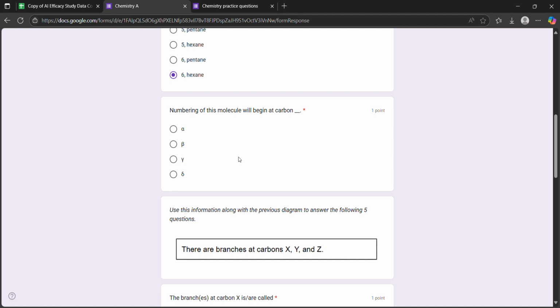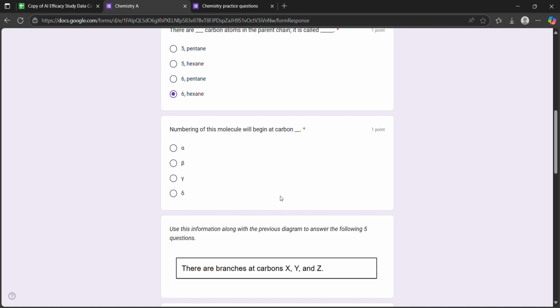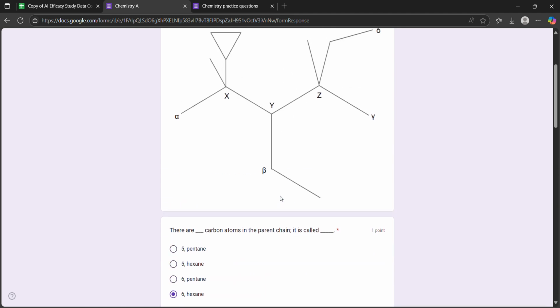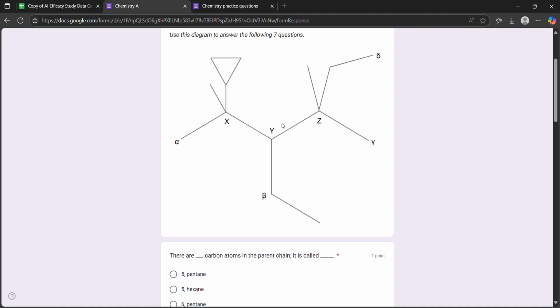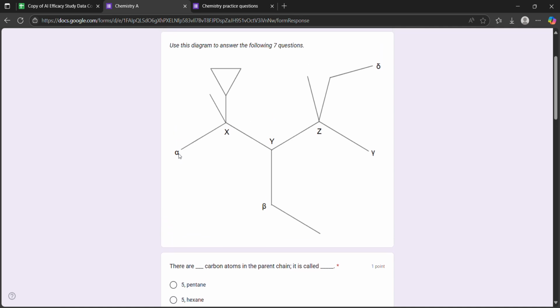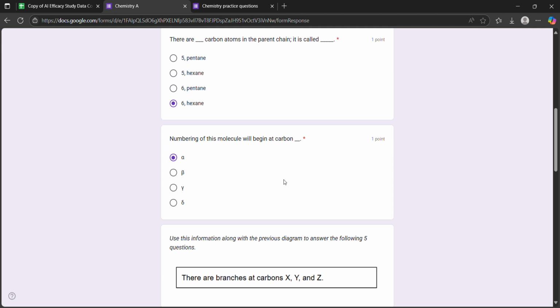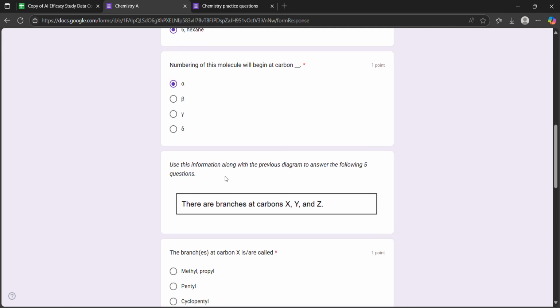Numbering of this molecule will begin at carbon. I think we will begin with alpha because I have selected this 1, 2, 3, 4, 5, 6. Begins with alpha, ends with delta. So let's select alpha. Use this information along with previous diagram to answer the following 5 questions.